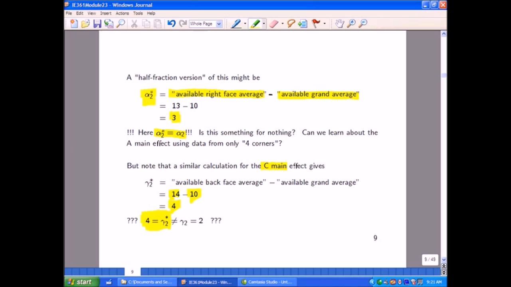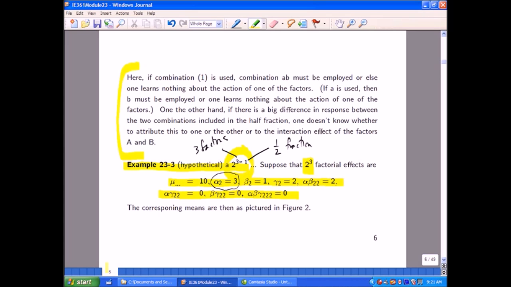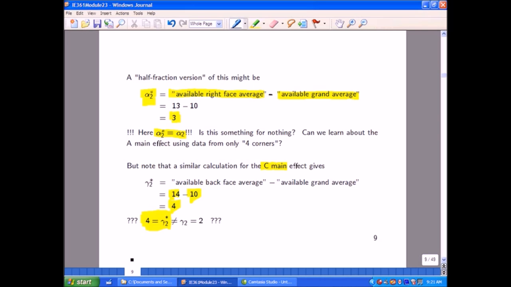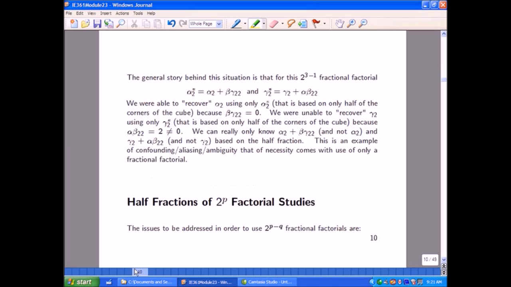I've gotten a sort of half fraction version of the C main effect. It's 4, but now that's not so happy because I started with the C main effect being not 4 but 2. That's how I set up this little example. So I wound up with this guy not being equal to the C main effect. That is, the half fraction version didn't turn out to be the same as the real one, the one that I'm really interested in.